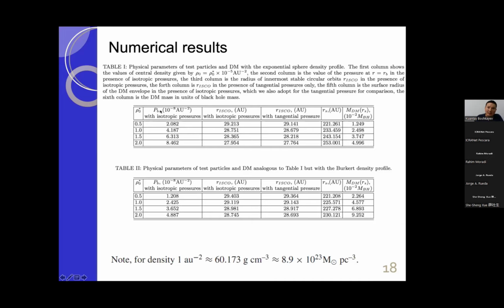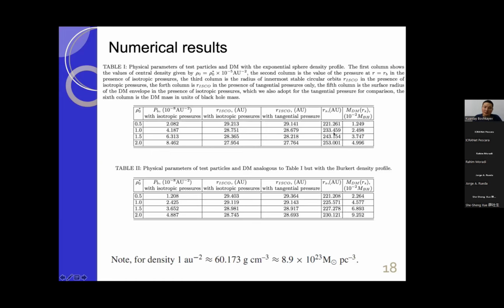So when we solve TOV, we also get the metric functions. Once we have metric functions, we have metric itself. And then knowing the metric, we can calculate all quantities, including ISCO radius. So for isotropic case, we have ISCO radius given in this table. For tangential pressure, we also have. And as you can see, they are quite close to each other. And for isotropic case, we have finite size of dark matter distribution, and this is the surface radius of dark matter.